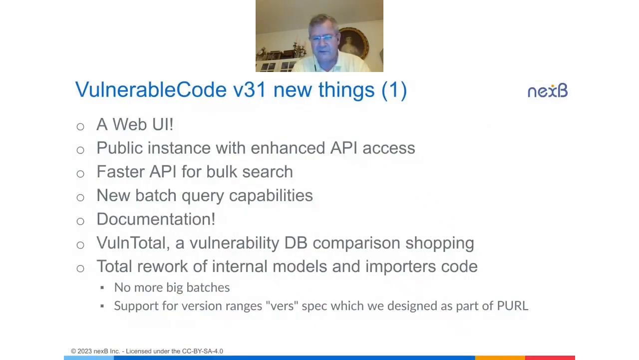We've also entirely reworked the internals. That's less visible for you as a user. It's important for us because it's going to enable us to iterate faster on new features in the next few releases. We had a certain level of technical debt there to clean up. One important thing is we've adopted a new spec that we wrote and designed as part of the package URL, which is the version range specification, which helps us store a range of vulnerable versions in a simple single string, a bit like a package URL, but for versions.